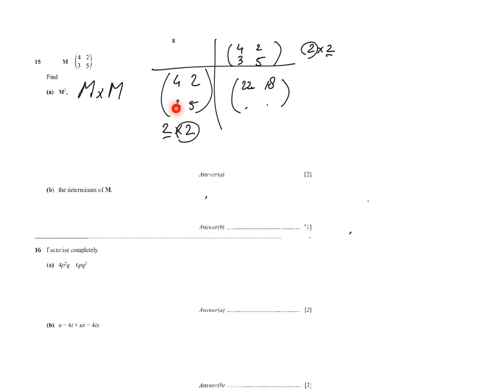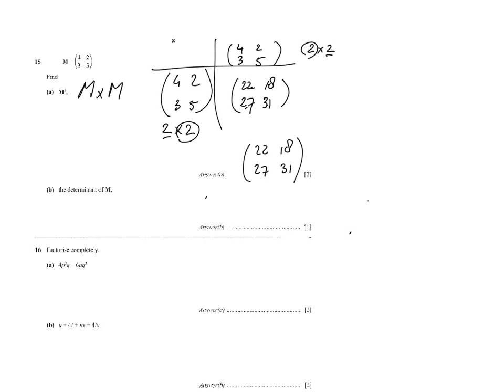Okay, this piece now. 3 times 4, 12, plus 5 times 3, 15, so 27. And that last piece is going to be 6 plus 5 times 5 is 25, so 31. Fantastic. There you go. That's your solution. Perhaps you want to write that here. 22, 18, 27, 31 for 2 points.